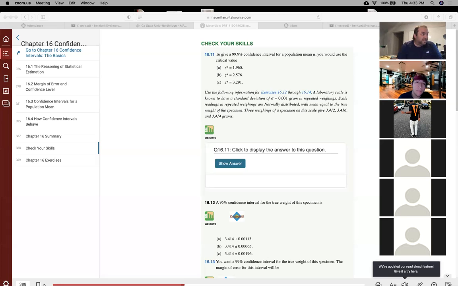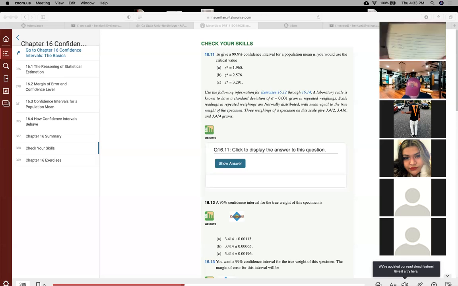What is my Z star? We have to refer back to the table. I'm sure you wrote it down like I asked. X bar plus or minus. 1.960.